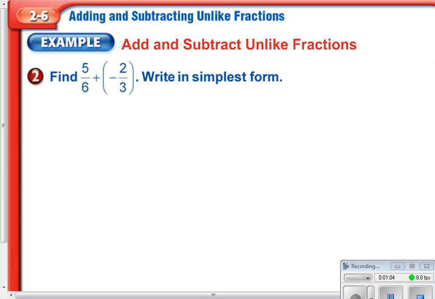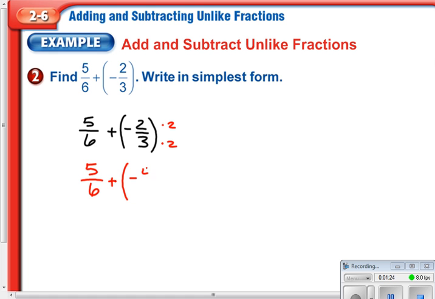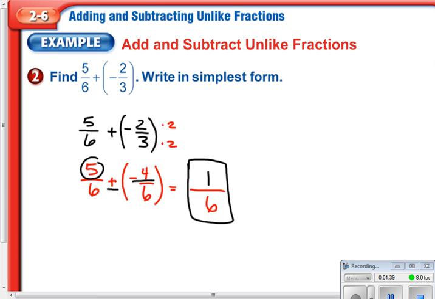Example 2, 5/6 plus negative 2/3. Again, need to have a common denominator. That common denominator would be 6. In order to do that, I need to multiply the second fraction by 2 to the numerator and denominator. And I no longer have negative 2/3, I have negative 4/6. Denominator stays the same, 6. Here we have 5 plus a negative 4 would give us 1. So our answer here is 1/6.